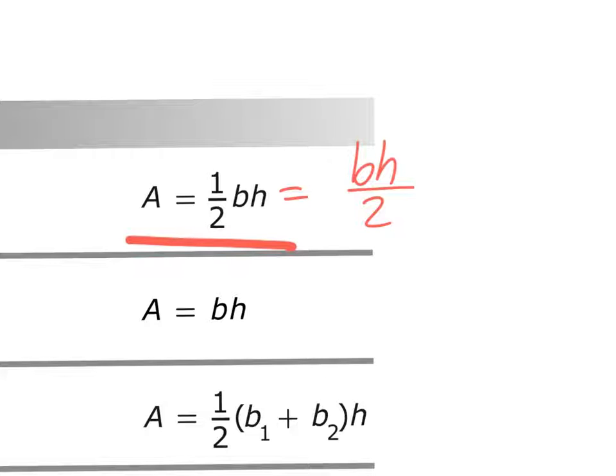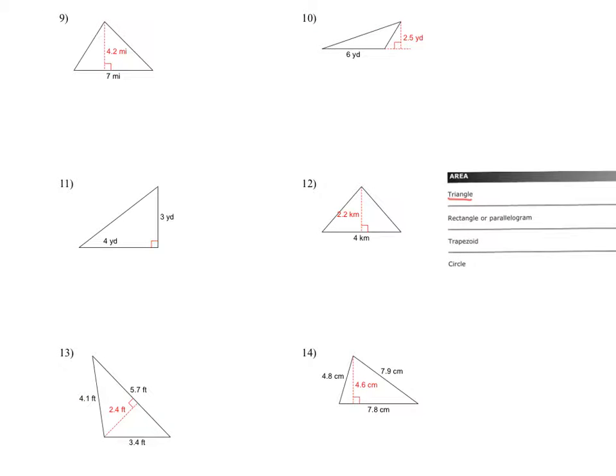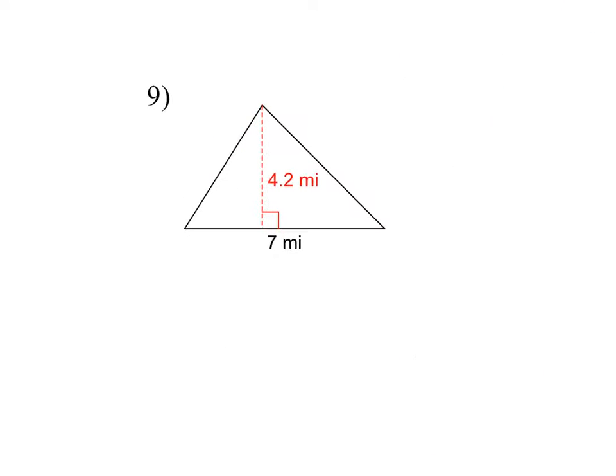If you want to multiply by 0.5 or multiply by 1/2, that also works, but base times height divided by 2, I think, is a lot more straightforward. So that's the formula that we are going to stick with. Taking a look at number 9, our area formula, we are going to use base times height divided by 2. So this one's pretty straightforward.